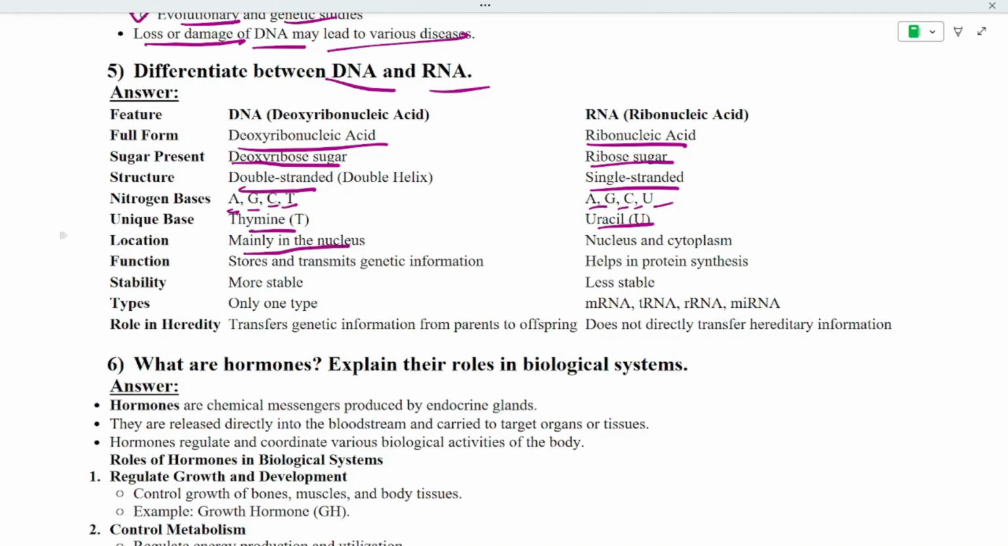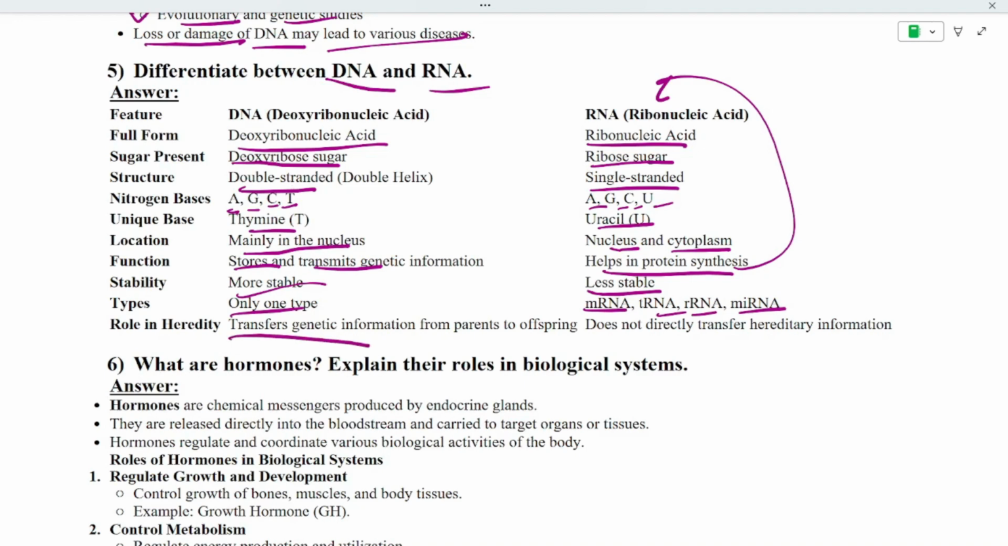Next, DNA is mainly in the nucleus; RNA is in nucleus and cytoplasm as well. DNA stores and transmits genetic information; RNA is for protein synthesis. DNA is more stable, RNA is less stable. DNA has only one type; RNA types are mRNA, tRNA, rRNA, miRNA. In hereditary role, DNA transfers the genetic information from parents to offspring, while RNA does not transfer it directly.